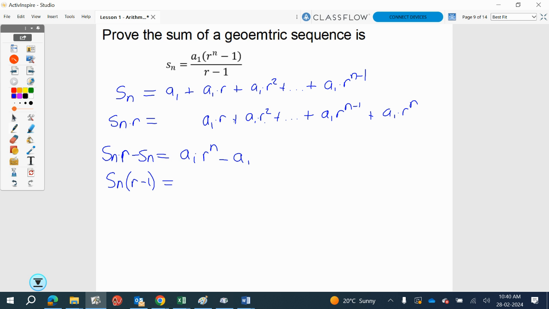What is the common factor on the right-hand side of the equal sign? A is not the common factor. Correct, my friend here. If we factor out A1, because we can't factor out A, we factor out A1, what are we left with? R to the n minus 1.